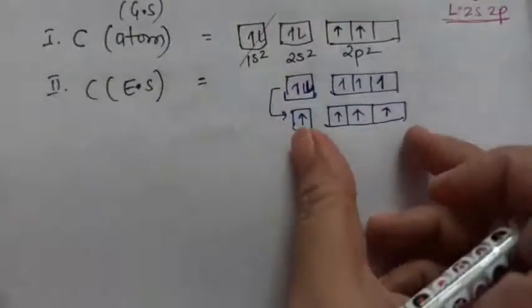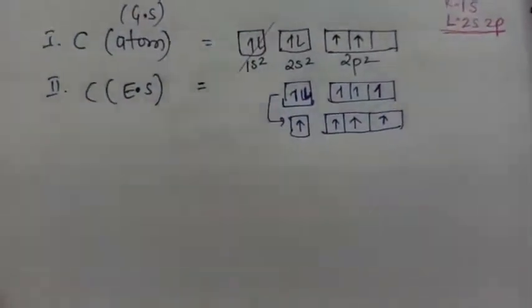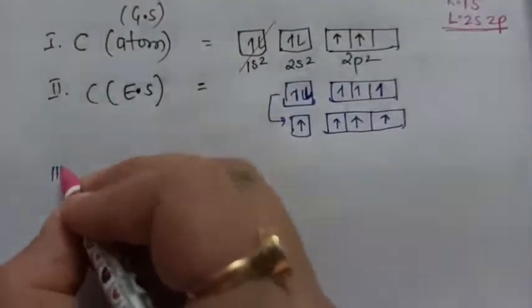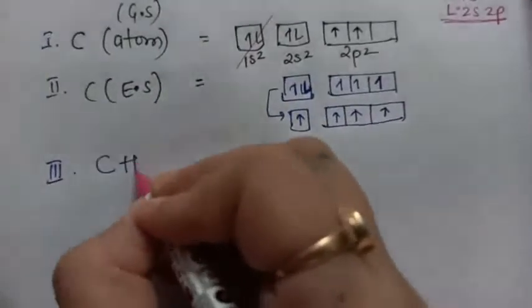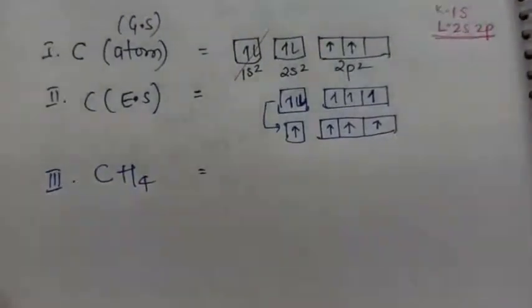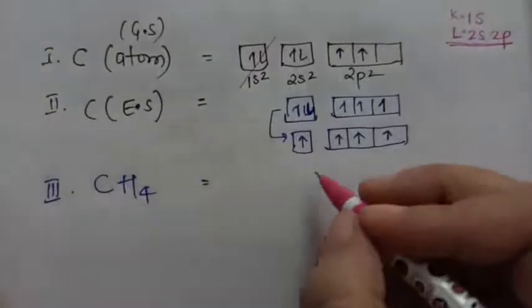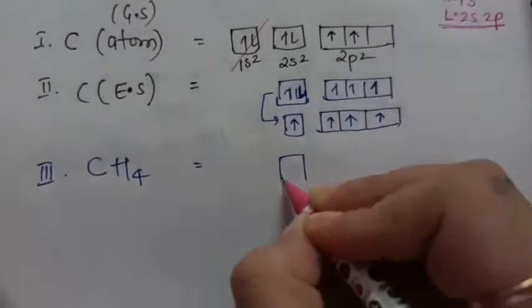Okay, this is the excited state of carbon. Now the third and final step is that carbon in the excited state attracts the 4 hydrogens and makes CH4. Now how do the orbitals look in the case of methane?